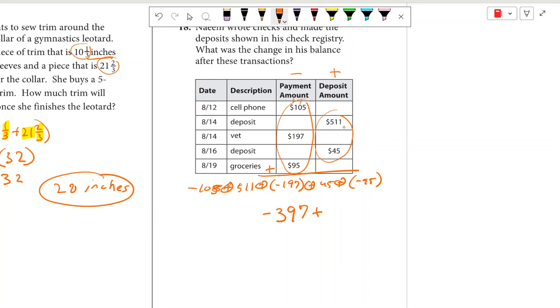Plus, over here we have 511 plus 45. So 1 and 5 is 6. 1 and 4 is 5. And 5 and nothing is 5. So you can see there are more positives than there are negatives. So again, we'll take away 397 of the positives and get $159 in the positive for Nahum.